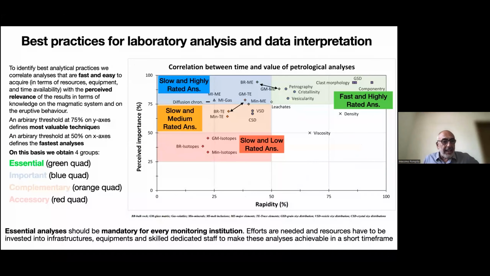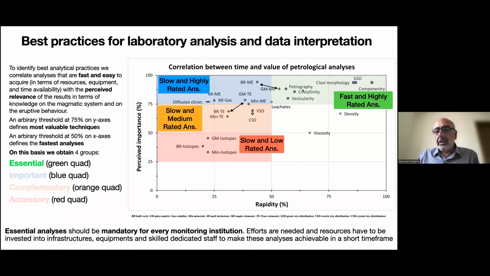Okay, in order to identify the best analytical practice, we can correlate fast and easy analysis, in terms of resource, equipment, and time availability, with the perceived relevance of the result in terms of the knowledge of the magmatic system. We did this with this diagram. This is rapidity, and this is the perceived importance. And we were able to distinguish different quadrants, one with fast and highly rated analysis.